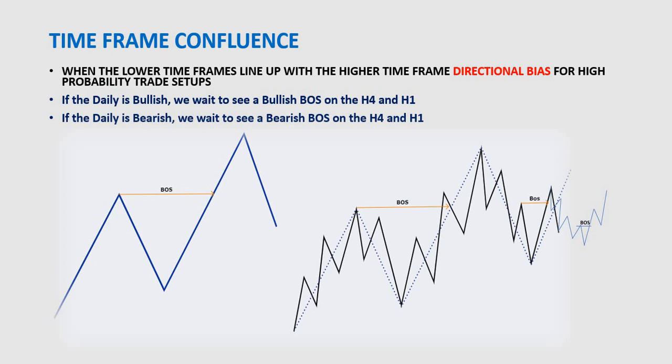When the lower time frames line up, in this case the 4-hour and the 1-hour time frames line up with the higher time frame directional bias, we say we have a condition of time frame confluence, and it's a very good condition for high probability trade setups. For instance, if the daily is bullish, we wait to see a bullish break of structure on the 4-hour and also on the 1-hour. If the daily is bearish, we wait to see a bearish break of structure on the 4-hour and on the 1-hour.